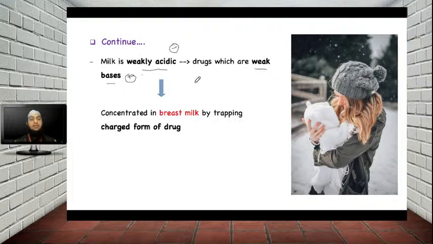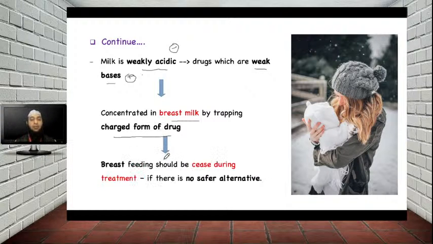In such a case, the drug may start concentrating in the breast milk by trapping the charged form of the drug. Why is there trapping? Because opposite charges are always attracted towards each other. Since milk has a negative charge, and the drug, being weakly basic, has a positive charge, this drug will start trapping in the breast milk. If such a drug is given to the patient, it may produce a toxic effect and may be risky to the infant.